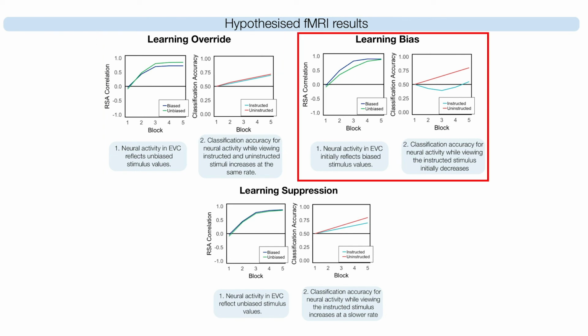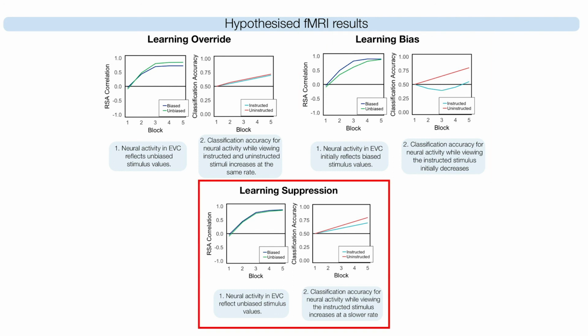In the learning bias model, learning is biased towards instruction. Therefore, for the pattern similarity analysis, we'd expect neural activity to correlate more with the biased values of learning. And for the classification analysis, we'd expect instructed stimulus trials to be initially inaccurately classified as A, whereas for the uninstructed stimulus trials, classification accuracy would only increase. This would suggest that learning for the instructed stimulus is specifically being biased.